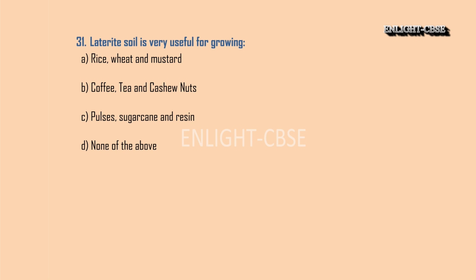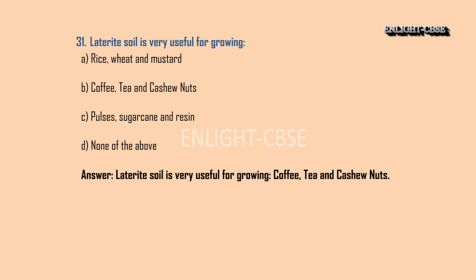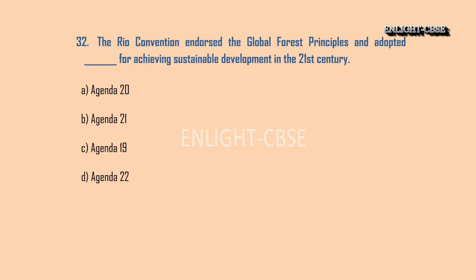Question 31. Laterite soil is very useful for growing A. Rice, wheat and mustard. B. Coffee, tea and cashew nuts. C. Pulses, sugarcane and resin. D. None of the above. Answer, laterite soil is very useful for growing coffee, tea and cashew nuts. Question 32. The Rio Convention endorsed the Global Forest Principles and adopted for achieving sustainable development in the 21st century. A. Agenda 20. B. Agenda 21.